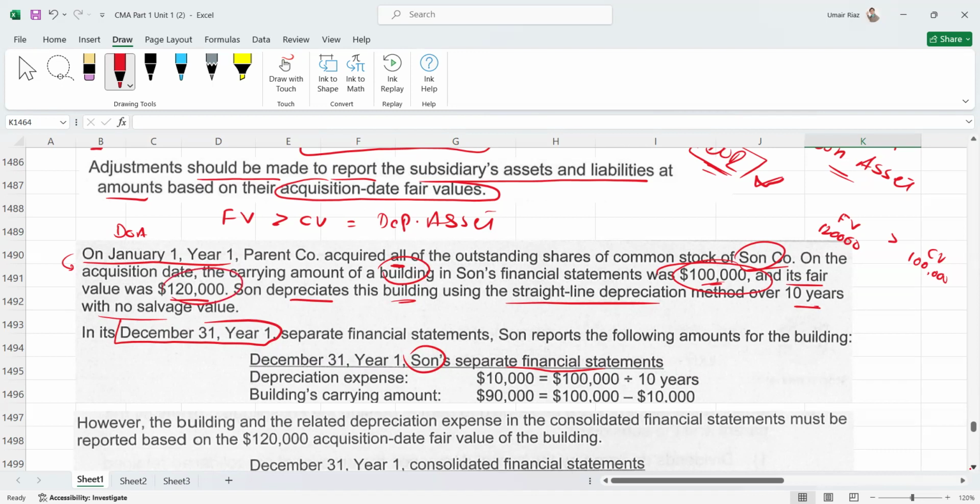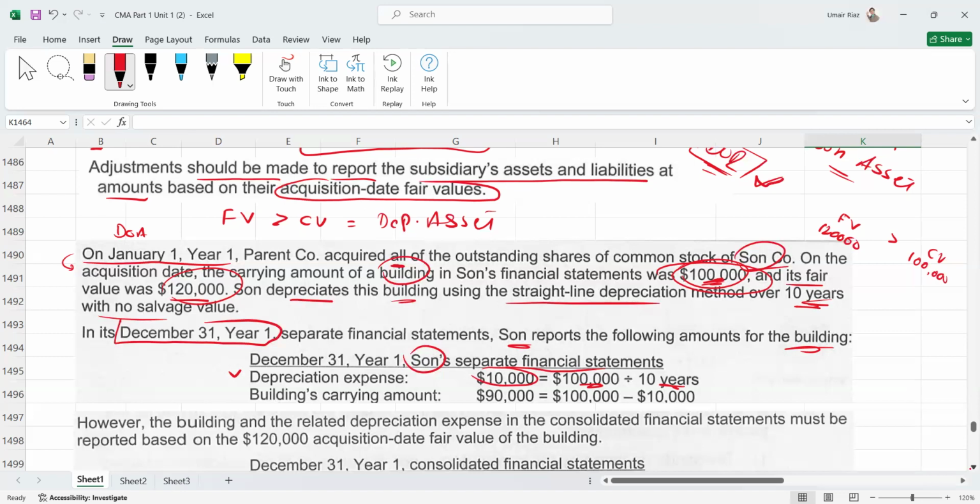But first, in Sun's financial statements, Sun will report the building based on the value which was showing in his balance sheet at the date of acquisition. First, he will calculate the depreciation expense using the straight line method. For example, the value of the asset was 100,000, divided by a life of 10 years, so the depreciation expense for the year is 10,000. He will show this depreciation expense in his income statement also.